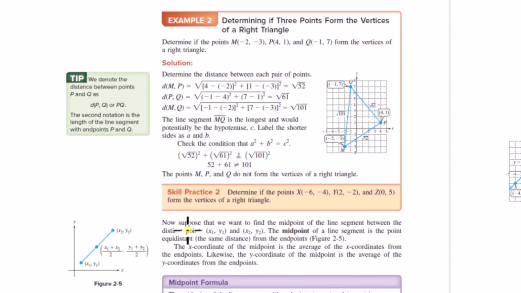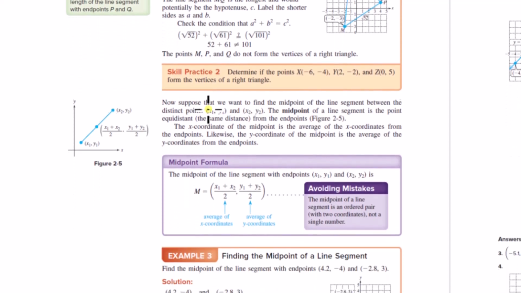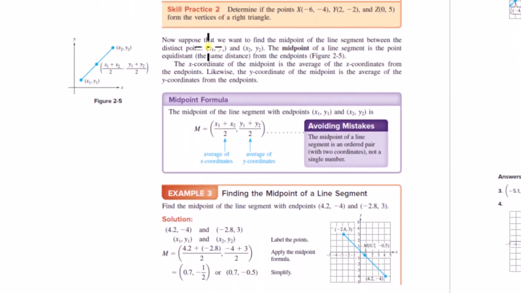All right. Now, what other kinds of formulas can we use with a Cartesian plane? Or any plane, but we're focusing on the Cartesian plane. So we can also think about finding the midpoint, the coordinates of the midpoint between 2 points. So the line that connects 2 points, what are the coordinates of the midpoint of that line? So, okay, now suppose we want to find the midpoint of the line segment between the distinct points x1, y1, and x2, y2. The midpoint of a line segment is the point equidistant from the endpoints. That means these two distances are the same. If you remember from geometry, these two distances are the same.